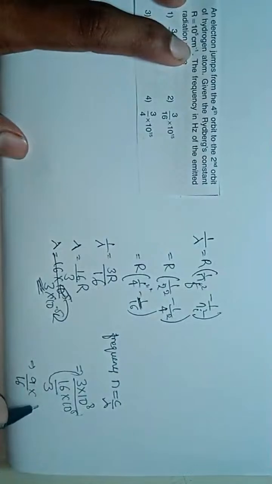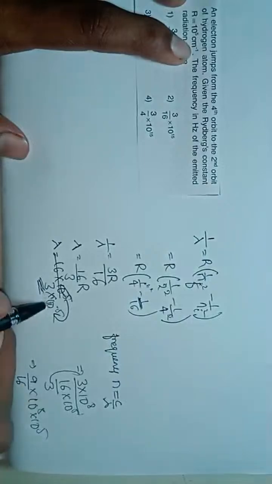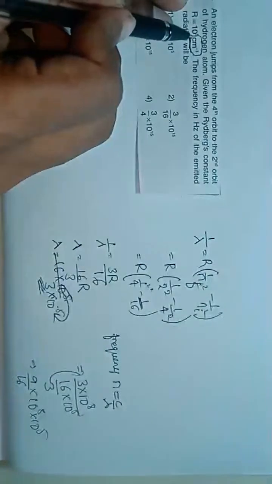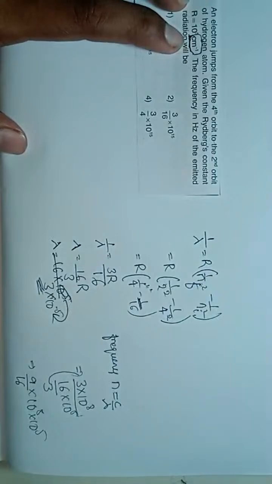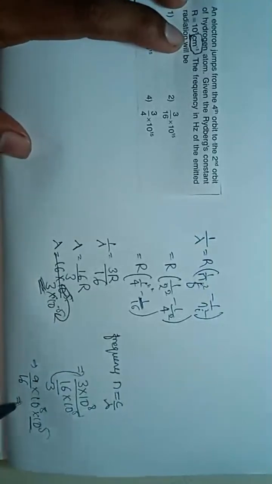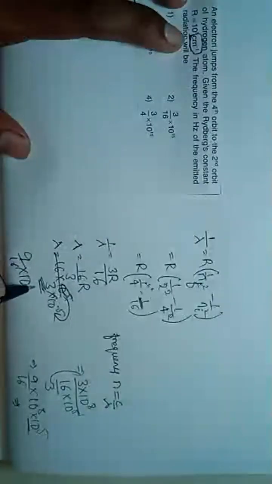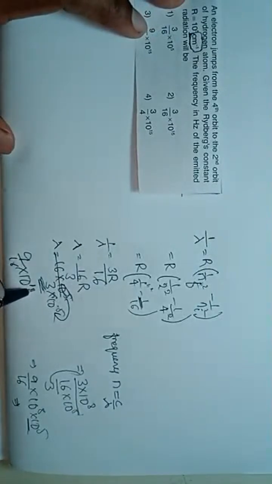Then 10 power 8 into 10 power of 5. They have given it in terms of per centimeter, not centimeter, so it will be in the denominator place. If you go to the numerator, it will be positive. 10 power of 8 plus 10 power of 5 will be 10 power of 13. So the final value will be 9 by 16 into 10 power of 15.